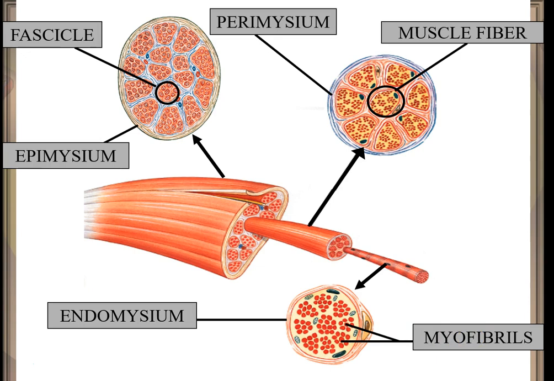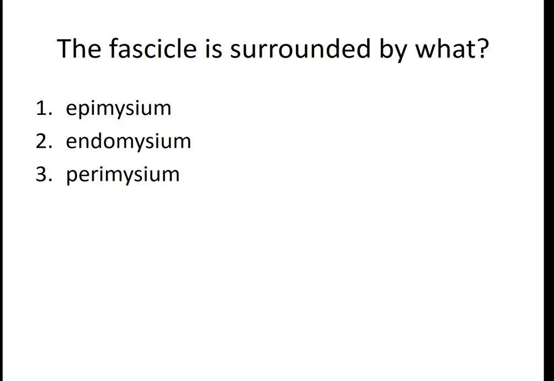Okay? So let's see if we got it. The fascicle is surrounded by what? Epimysium, endomysium, perimysium. Okay, how many think it's number 1? How many think it's number 2? Okay, how many think it's number 3? It is number 3.